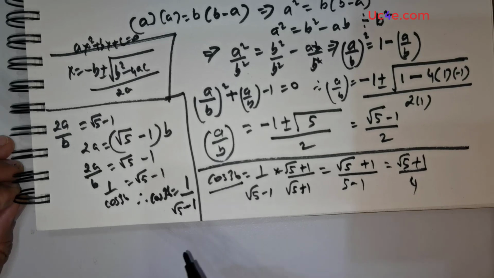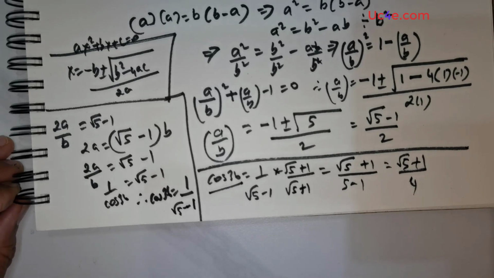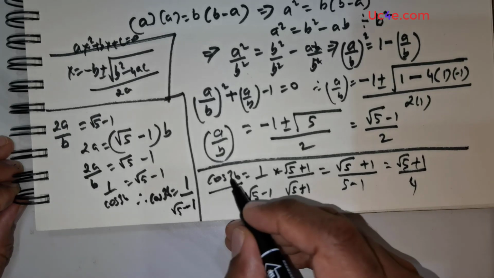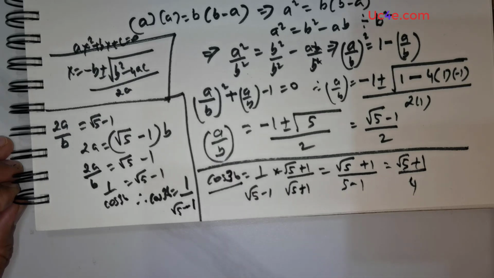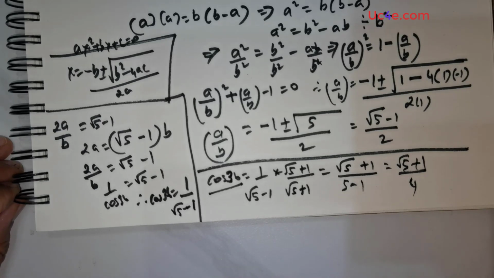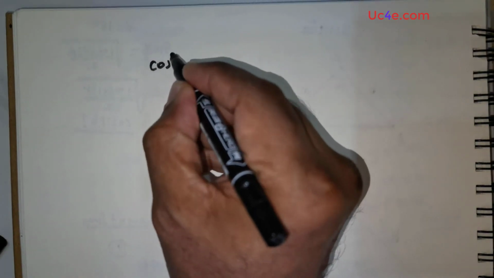So I've got the value for cos 36. Isn't it beautiful? That is the power of the triangles. So from here, I can easily obtain the value of sine 9 degrees. So let me show you that. Now this is the next part of solving this question. Now for that we need this formula.